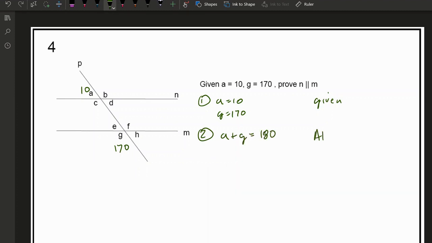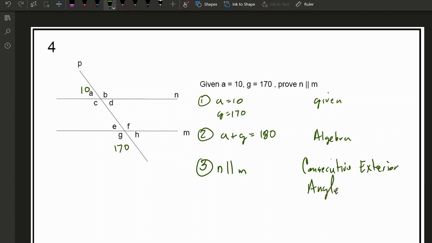We could call that algebra. Now what I've done is I've shown A plus G is 180, angle A and G are supplementary, and if consecutive exterior angles are supplementary, then the lines must be parallel. So now I can say N is parallel to M because of consecutive exterior angles, converse.